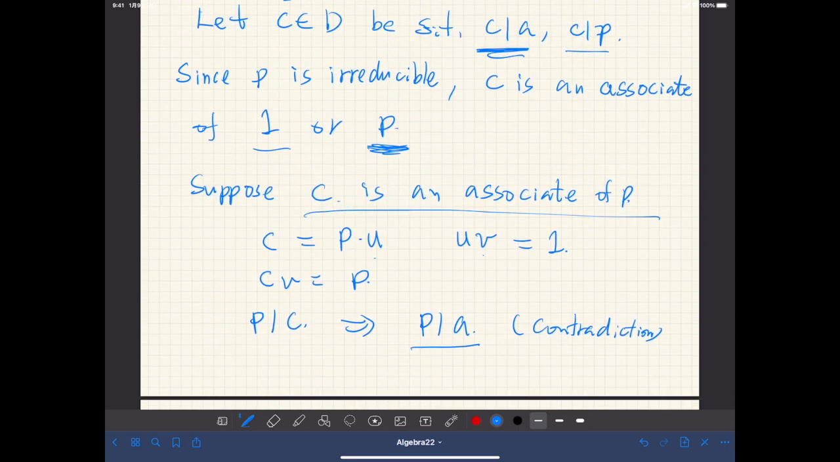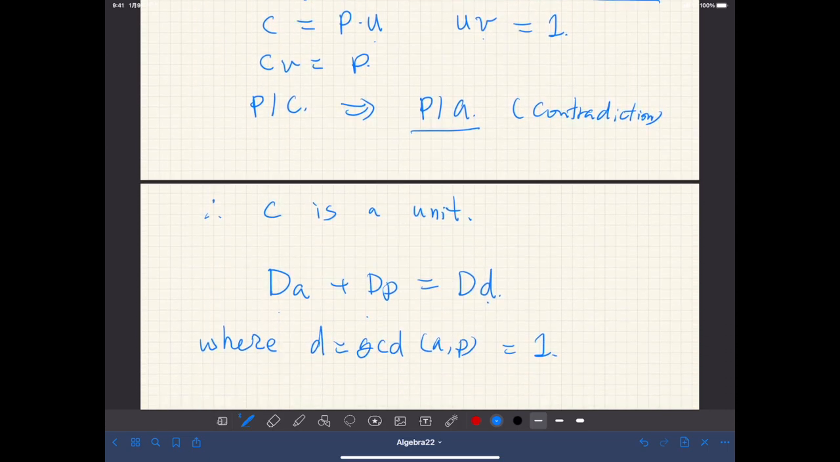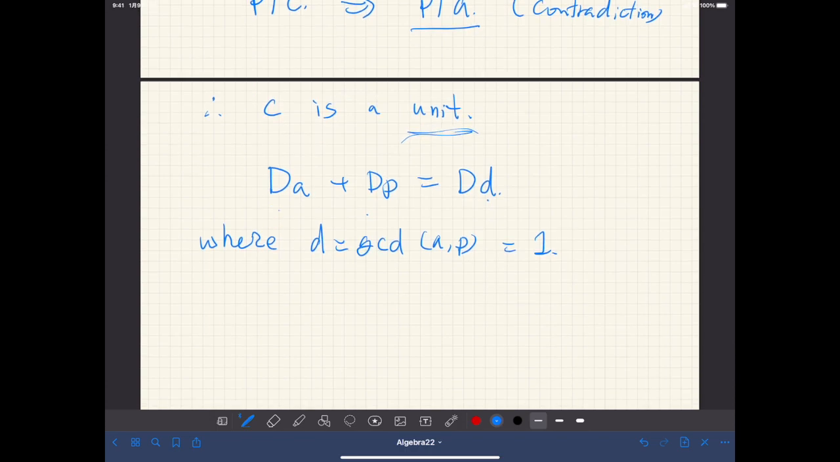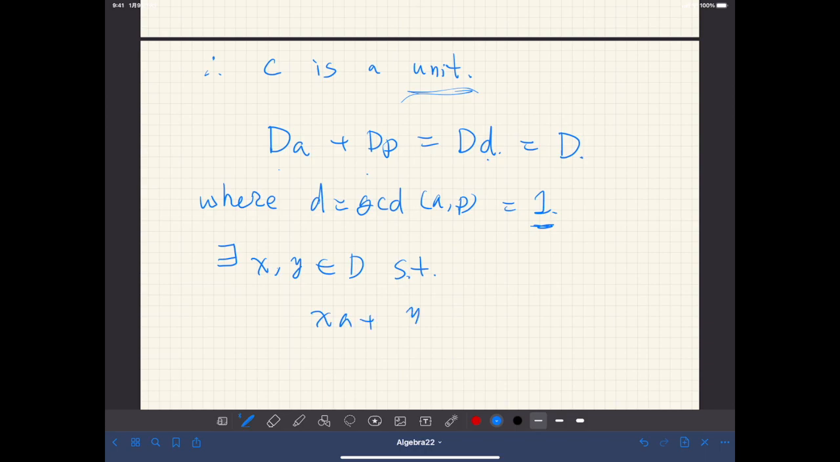Right, so any common divisor of A and P must be a unit. So therefore, the greatest common divisor cannot be greater than 1. I mean, this 1 is not a number. This is the identity element of D. Anyway, so this is the greatest common divisor. Therefore, this ideal is actually equal to D itself. So what this means is that there exist some elements x and y such that xa plus yp is equal to 1.